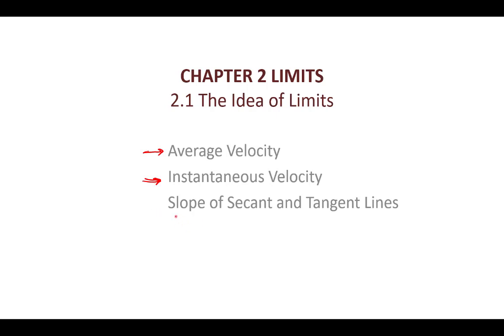And these have analogies with graphs. We'll see how average velocity is related to the slope of a secant line, and instantaneous velocity, that's like the slope of a tangent line. All right, let's get to it.